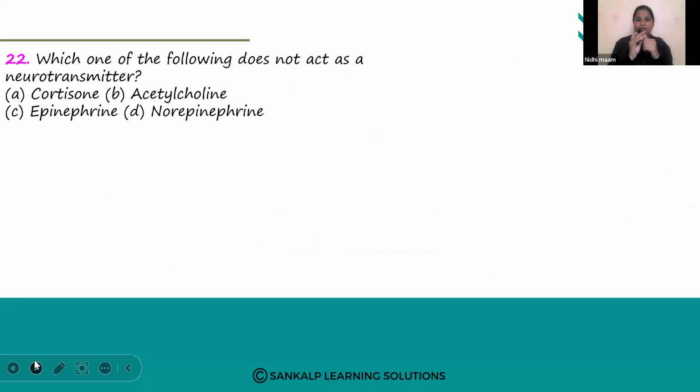Which one of the following does not act as a neurotransmitter? Cortisone, acetylcholine, epinephrine, or norepinephrine. Which one of the following does not act as a neurotransmitter?